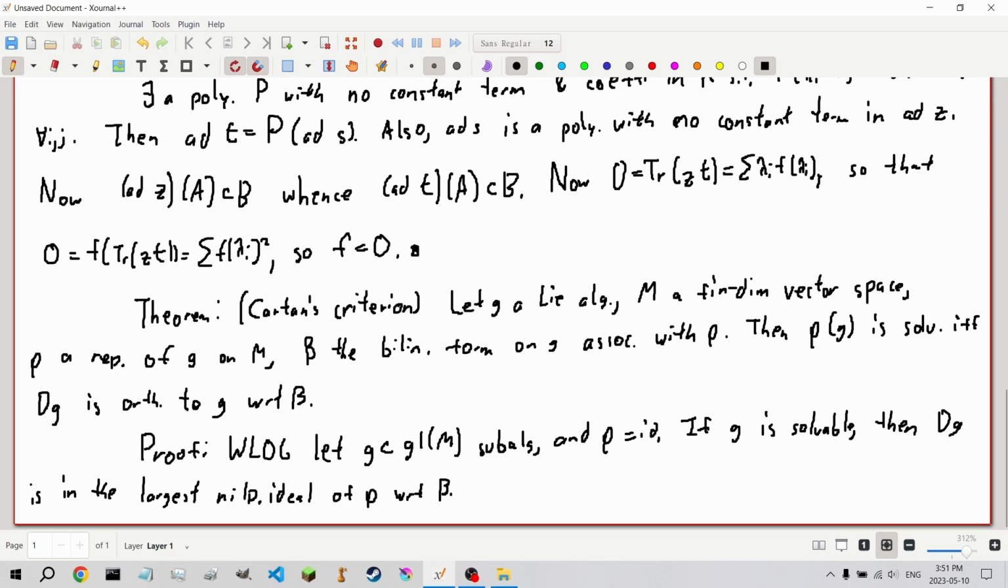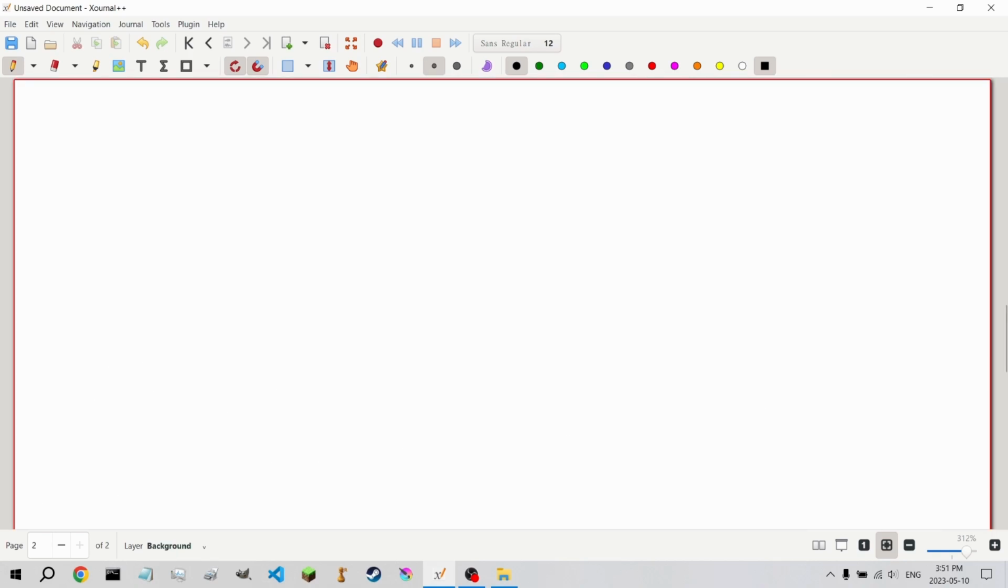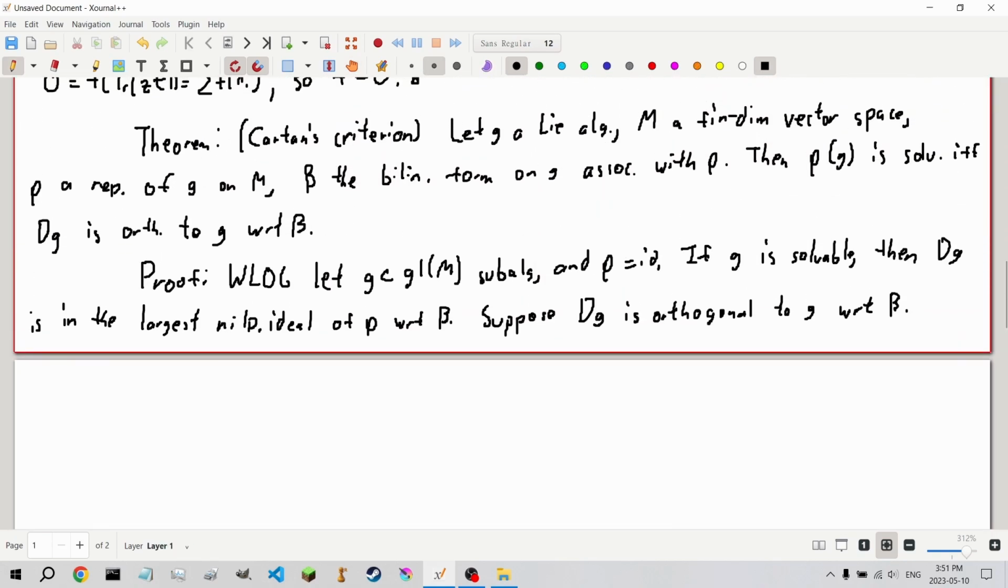Now, we're going to suppose the derived algebra of G is orthogonal to G with respect to beta. We show that G is solvable.